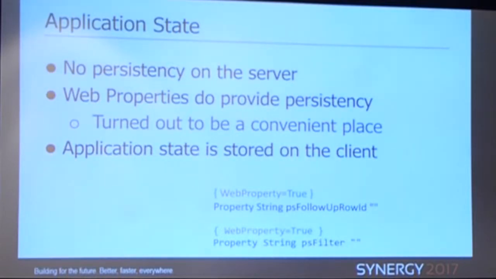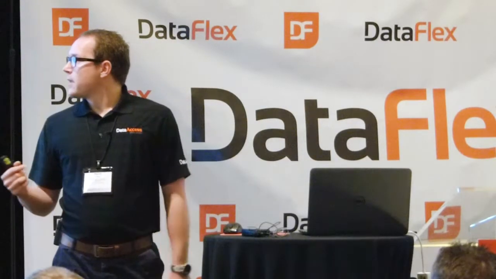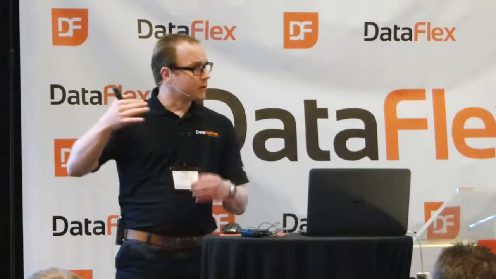One of the things we ran into while developing the web app framework is that there is no persistency on the server. The server gets a request, and it knows kind of which client sent it, but it doesn't know what the exact state of the client is at that point. The web properties solve that problem for us because the web properties are sent to the server, telling the server what the current state of the user interface on the client is.